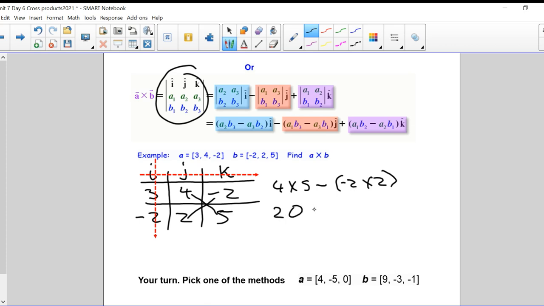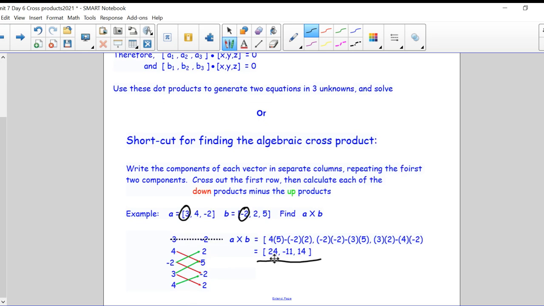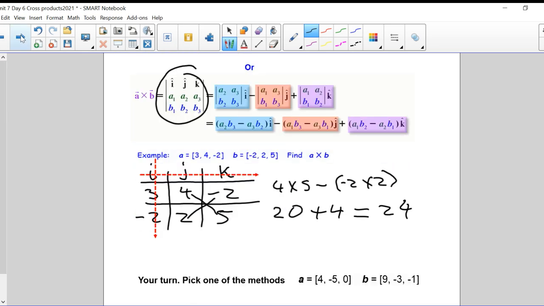So in the first case, I'm going to get 20. This is going to become 4. So it's minus 2 times 2 is minus 4. So you're minusing minus 4, which is plus 4. So the first number is 24, which is exactly what they got in the first one. So there's a 24 that I just got from doing that.